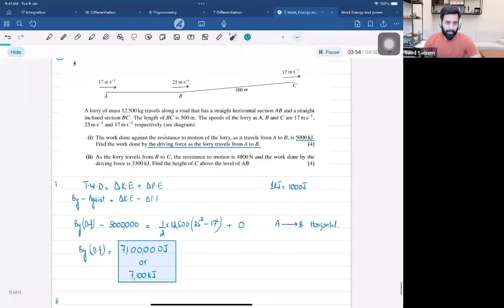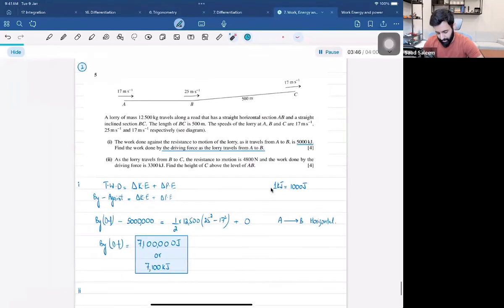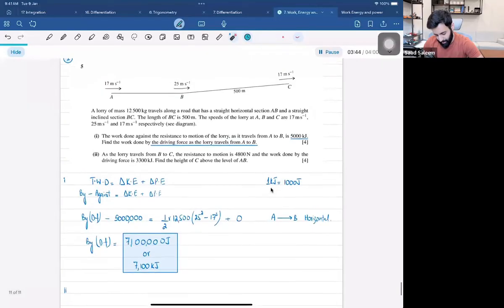Okay, same formula. We'll use the same formula. The only difference is that there will be a change in potential energy as well. There will be a loss in kinetic energy and there will be a gain in potential energy. Now, what will that gain be equal to? That I want you guys to figure out yourself. So when you have the answer, please do let me know.